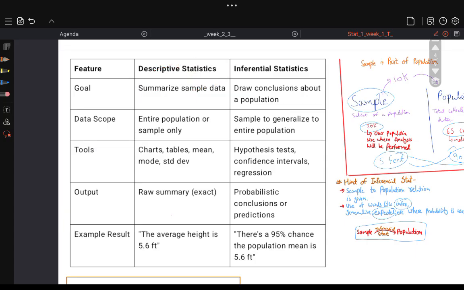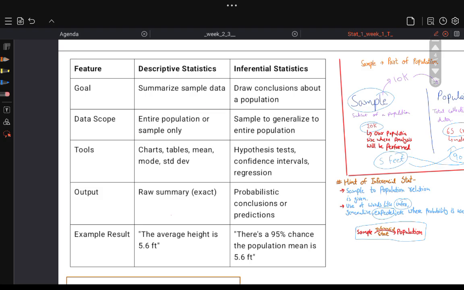Now the data scope can be either the whole population or a sample only. Consider a test where there are only 100 candidates, so we can calculate the score of each candidate, right? We do not need to divide into samples. It is feasible to calculate all the marks of all the 100 candidates. So in that case we will perform stat on the whole population. So it can also come under descriptive.